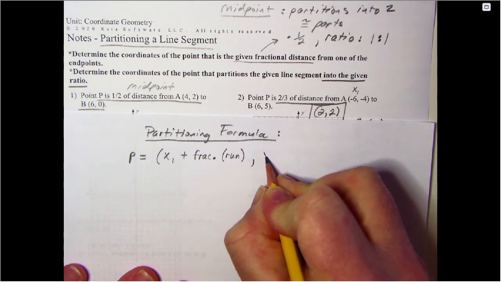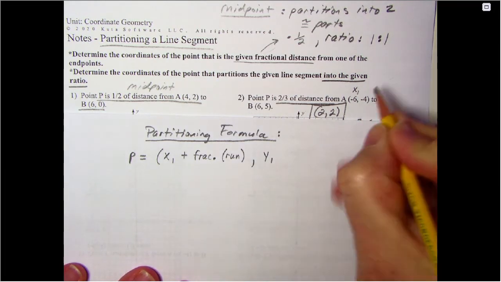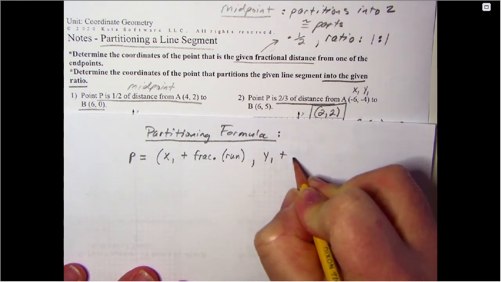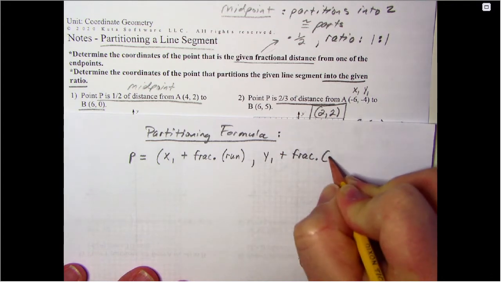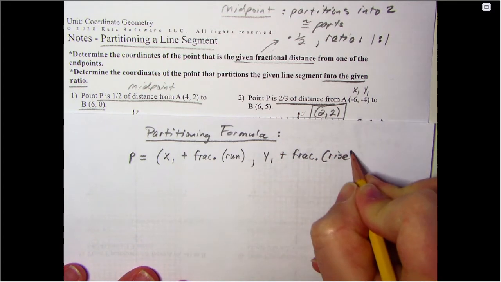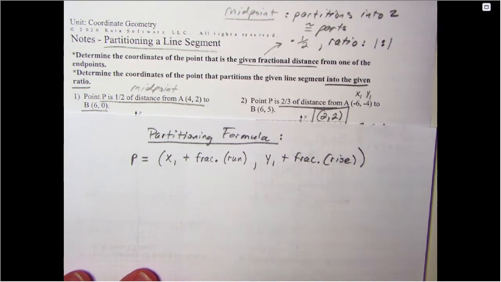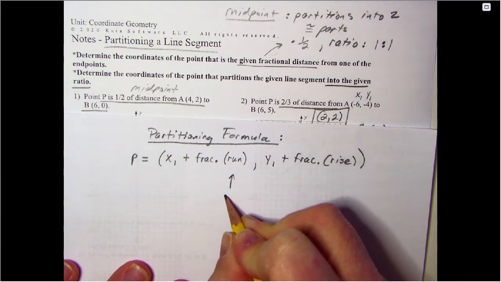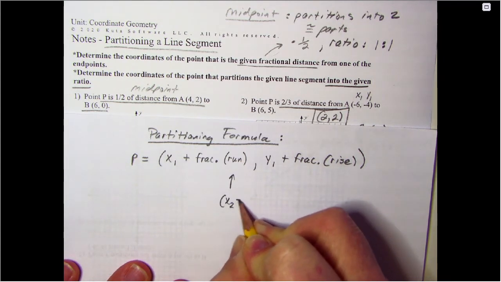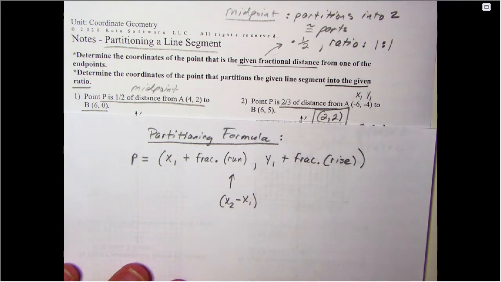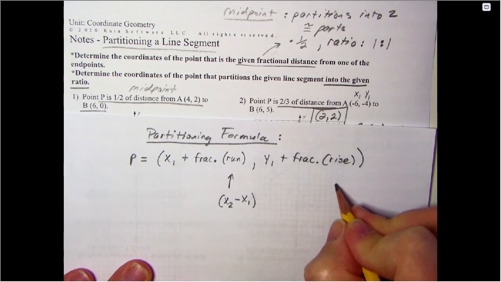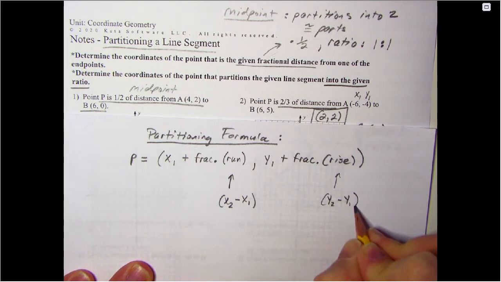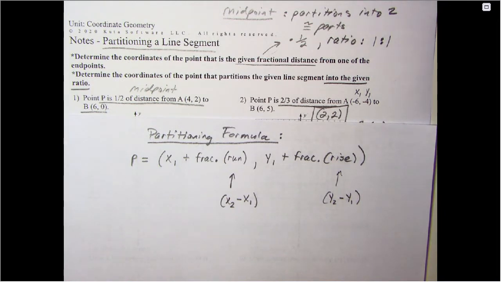Comma, y1. Well, this point here would be y1. And I need to add the fractional distance times the rise. Now, you might also see this formula substituted in with, well, how do I find the run of a line from the slope formula? You guys might want to write that down. It's x2 minus x1. The rise of a line is y2 minus y1. All right? So you might want to incorporate those into the formula.